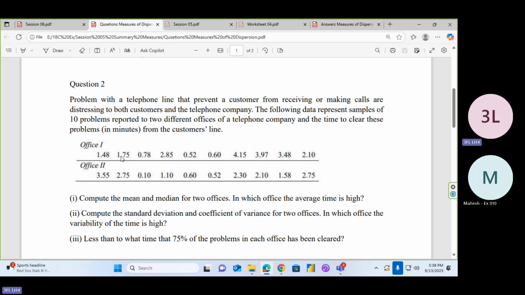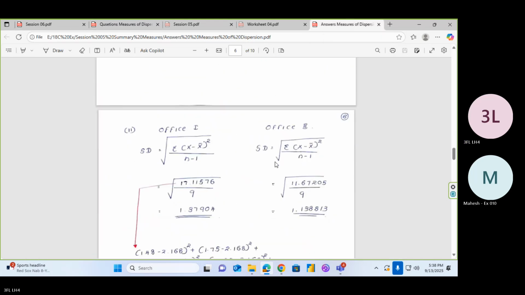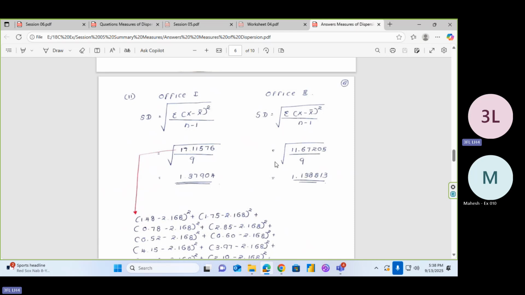Did you calculate the standard deviation and find out the highest variability? Yes or no? Yes. Then standard deviation of office 1 is 1.37904. Did all of you get the answer? Office 2 standard deviation is 1.138813. Okay.